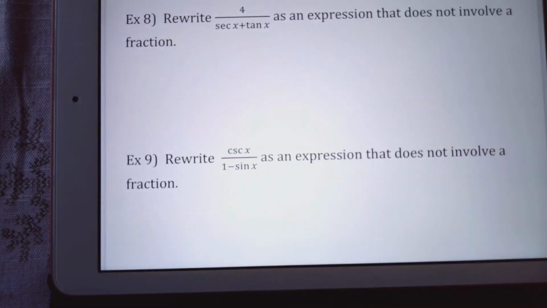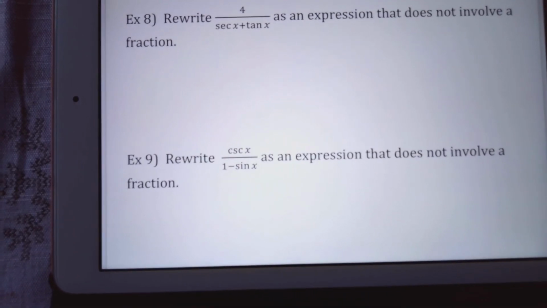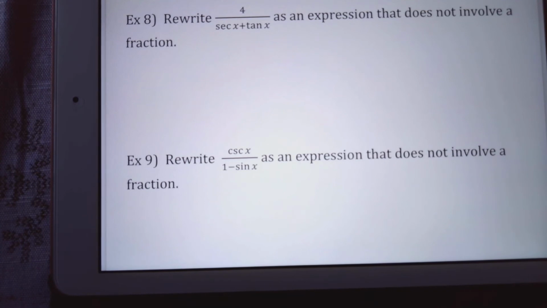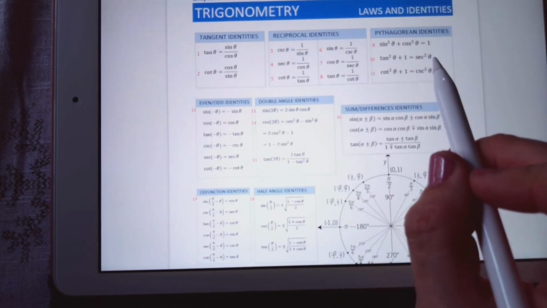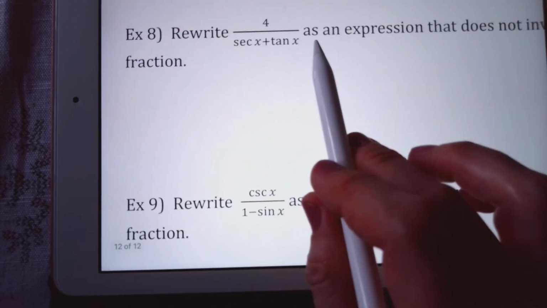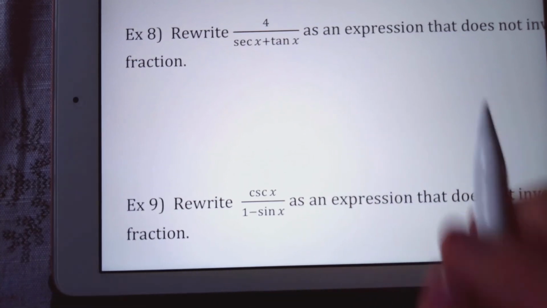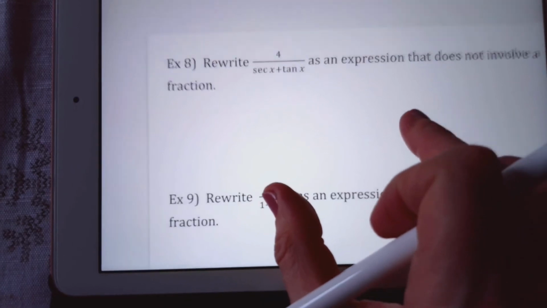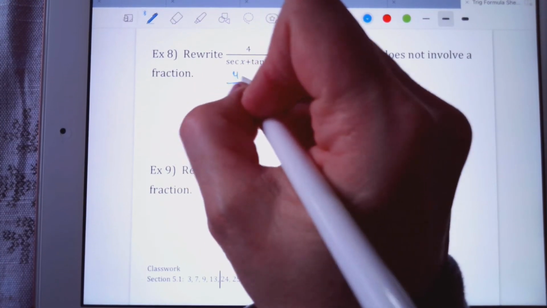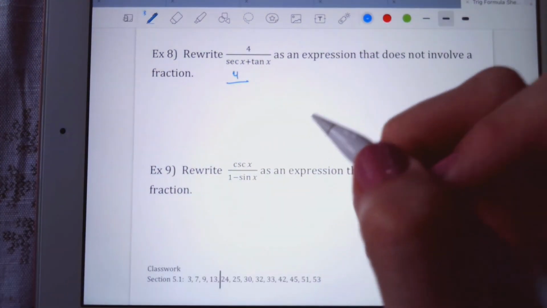All right, number 8, rewrite this as an expression that does not involve a fraction. Okay, well, let's see. I don't really quite know what to do with this. I could change everything to sines and cosines. Secant and tangent do have this little thing right here. So I can multiply by the conjugate, like I can multiply by secant plus tangent, or secant minus tangent. I think I like the idea of changing things to sines and cosines first. I'd rather do that. All right, so let's see what we got. So we got 4. Secant is 1 over cosine.